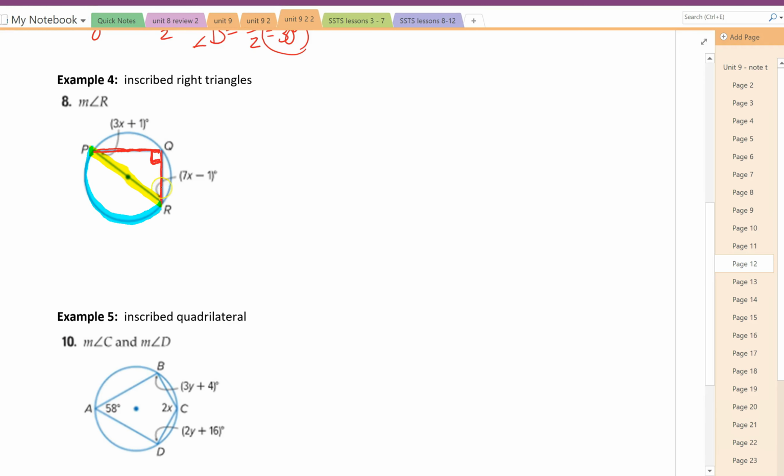So if I want to know what angle R is, first I'm going to need to figure out x, right? Because I don't know a number for P or R right now because they're expressed in variable terms, or actually in expressions. What I do know though is that if I add up the three angles inside of a triangle, I should get 180 degrees. So 180 is going to be equal to this angle R, which is 7x minus 1, plus angle Q, which a minute ago I established was 90 degrees, plus angle P, which is 3x plus 1.